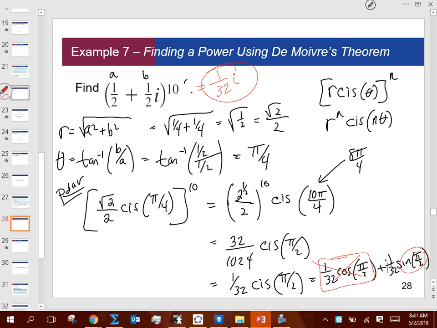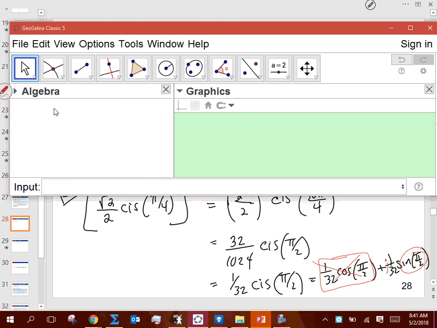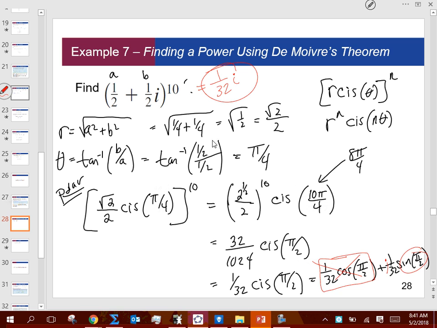If you did that using the foiling process for 1/2 plus 1/2 i to the 10th, you would still be foiling right now. Does that make sense? And we've got the answer. Again, using something like GeoGebra, and guys, I'll let you use this stuff on tests. I've said that before. But you're going to need to show me the work involved in finding the components for this.